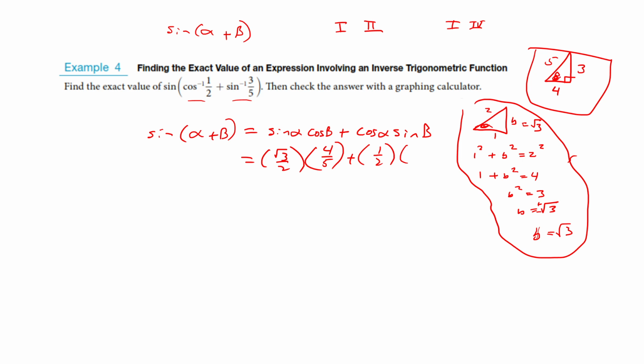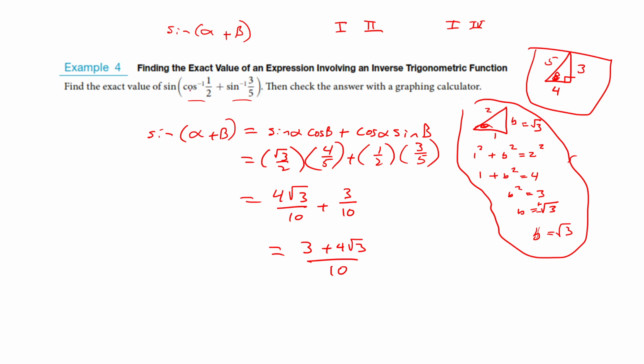And then lastly, we're back to the beta triangle again, and we want the sine. That's the opposite over the hypotenuse, and that's 3/5. Okay, well, we've done it. All we've got to do now is simplify. This is 4 square root of 3 over 10 plus 3 over 10, which is 3 plus 4 square root of 3, all over 10.